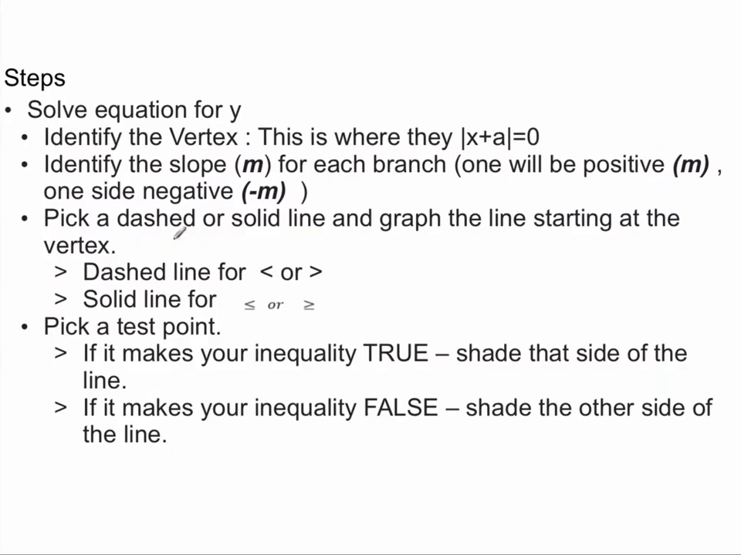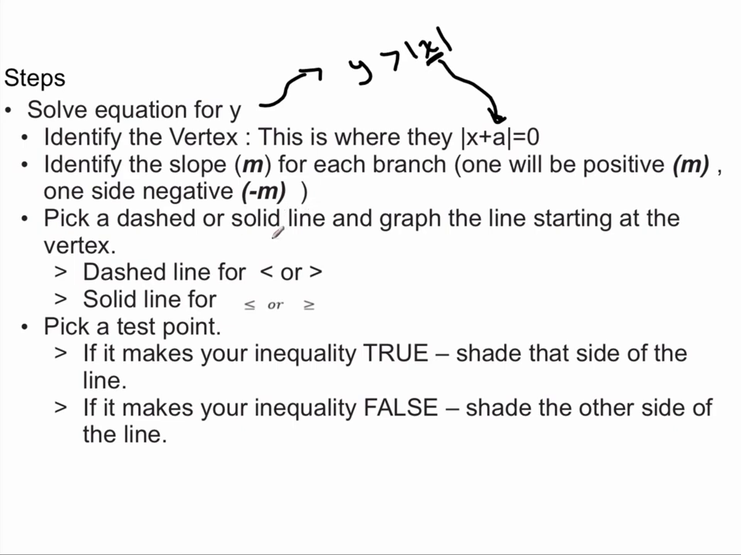Now, how do you pick the region? Well, here are some steps. The first thing you're going to want to do is solve the equation for y. So you're going to get some sort of inequality, like y is greater than the absolute value of x. Identify the vertex by taking whatever is in the absolute value and set equal to 0. And then identify the slope of the branch. One side's going to be positive, one side's going to be negative.